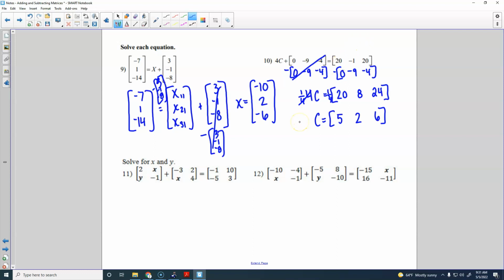Okay, any questions? All right, 11 and 12 are a little different because we're not looking for an entire matrix. We have these set up here. In fact, I wish we had one with a system of equations like we were doing this morning, but I don't think we do. Sometimes they make ones like that.